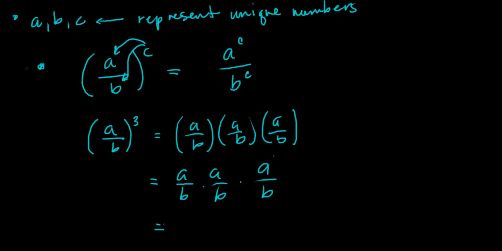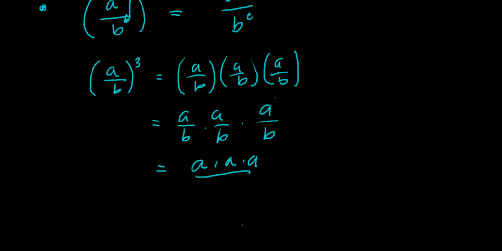So we can rewrite this as a times a times a over b times b times b. And what is b times b times b? Well, that's b cubed, and a times a times a is a cubed. So we have a cubed over b cubed. And so you see it's just like taking the exponent and putting it on both of the numbers in the ratio.